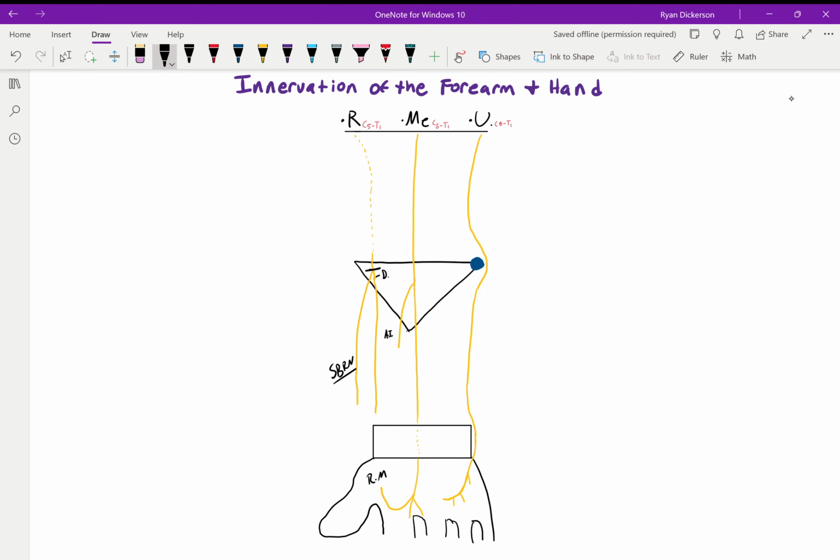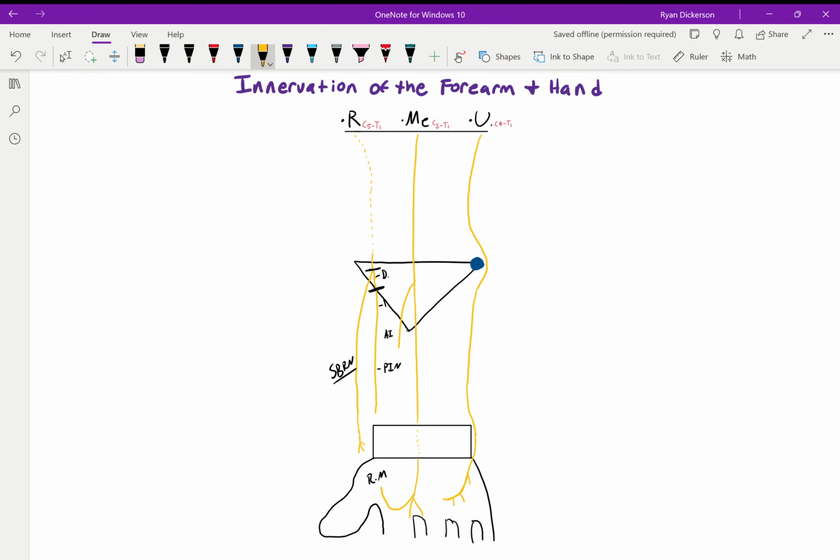It's going to pass through some more muscle bellies, and then once it passes through those muscle bellies, we're going to call it the posterior interosseous nerve. Okay, so this one's going to be the posterior interosseous nerve, where the superficial branch is continuing all the way down to supply sensory information to the dorsum of the hand. That posterior interosseous nerve, however, is doing most of the motor innervation to the extensor compartment of the forearm.